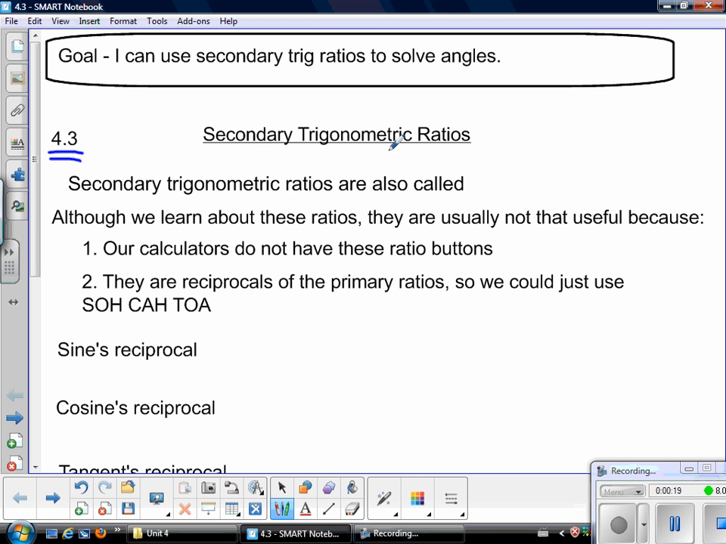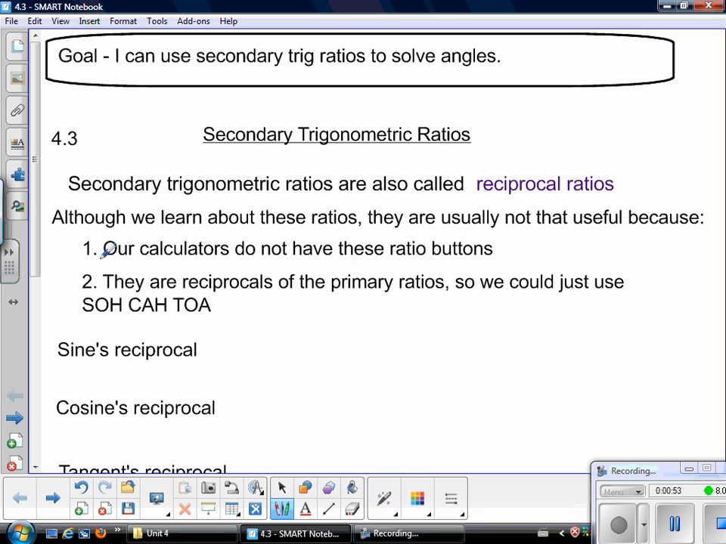Okay, secondary trigonometric ratios. So secondary trigonometric ratios are also called reciprocal ratios. Sometimes you hear reciprocal trig ratios. They're interchangeable depending on what textbook you have and depending on who you're talking to. Although we are learning about these ratios, they're not usually very useful. And you're saying, well, why do we have to do it? Well, there's a reason why we do it. But first of all, let's talk about why they're not useful.